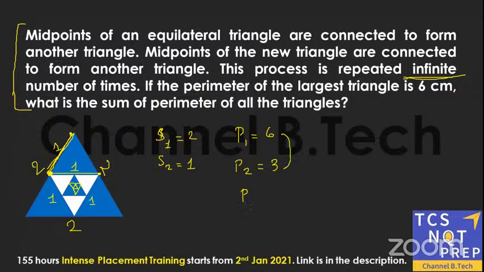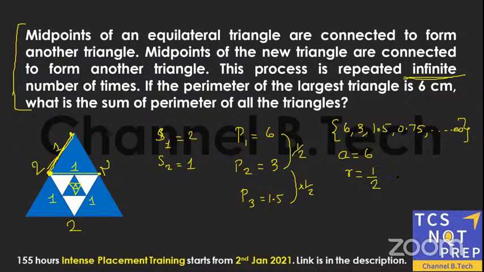Similarly, what happens here? 6 into 1 by 2 is 3. The perimeter of the third triangle will be 3 into 1 by 2, that is 1.5. It will go on like this. So the set of values we have here are 6, 3, 1.5, 0.75 and so on, until an infinite number of terms. Now, when you have to add all these values, A value is 6, R value is 1 by 2. So the sum will be 6 divided by 1 minus 1 by 2, which is 12. So the sum of these perimeters will be equal to 12 centimeter.